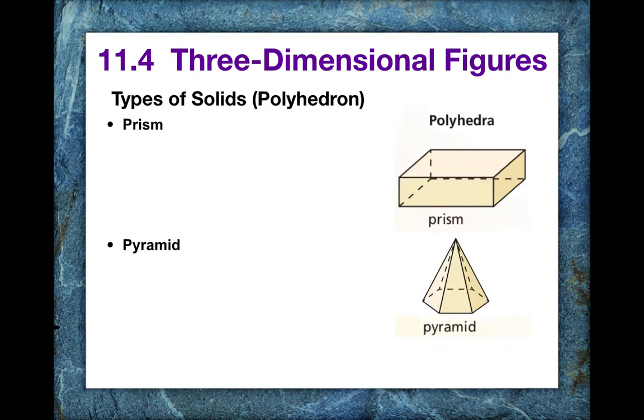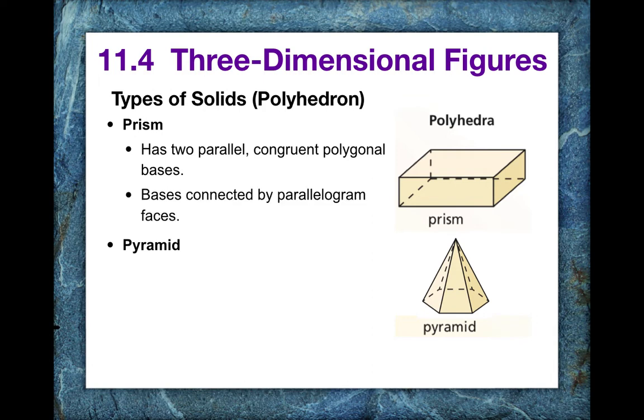The types of solids that are polyhedrons, so we have the prism, and the prism has two parallel congruent polygonal bases. So we can consider this top here to be a base, and the bottom part here to be a base. And they are congruent, and they are polygons themselves. And bases are connected by parallelogram faces. So you can see here, this is a face that is a parallelogram. It happens to be a rectangle, but it connects the two bases.